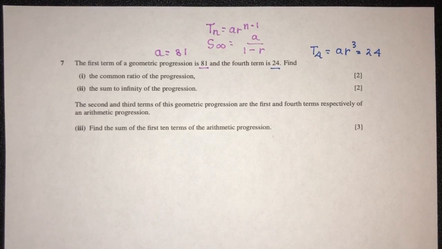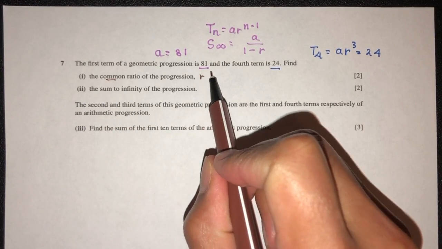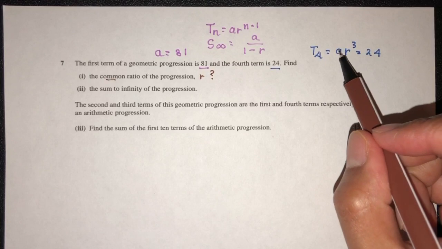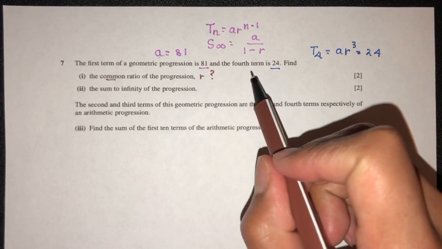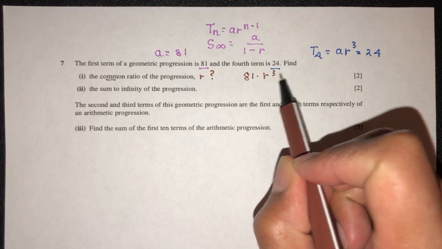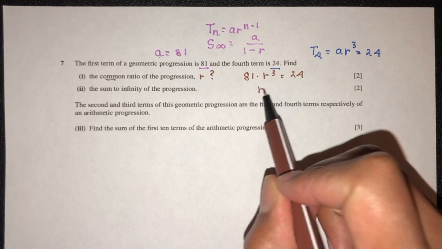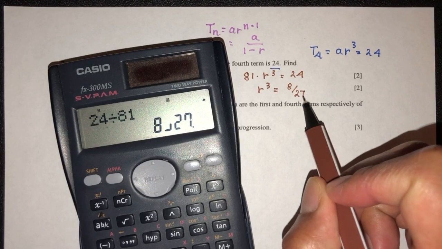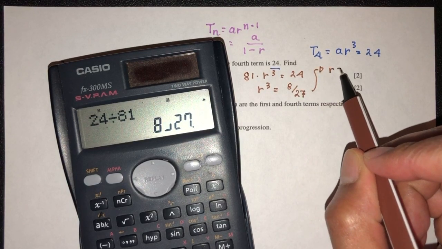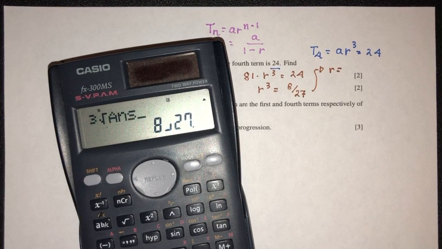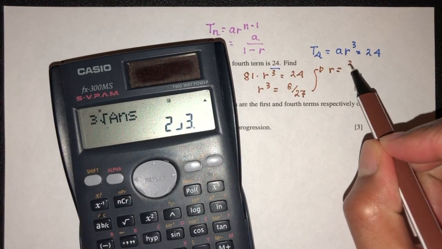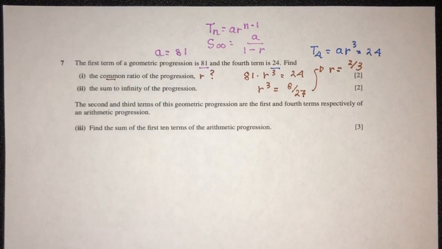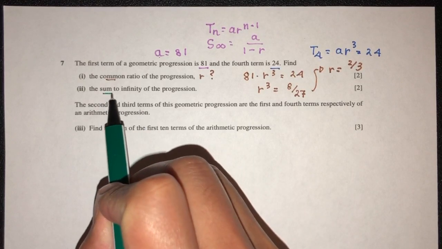Now for part 1, we have to find the common ratio, which is the value of r of this progression. So pretty easy. Here we have a r power 3 is 24, a is 81, so 81 times r power 3 is 24, which means r power 3 will be what? 24 divided by 81, that will be 8 over 27. So from this we conclude r has to be the cubic root of that, which is 2 over 3. So r, the common ratio, is 2 over 3. That is part 1.